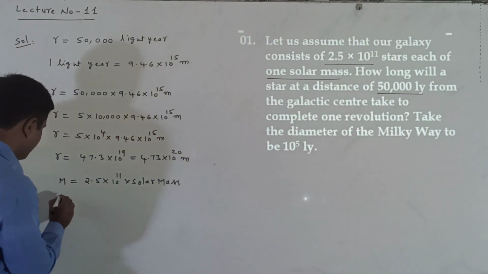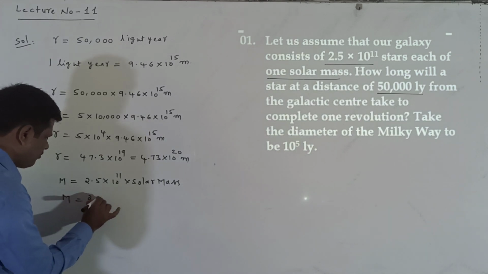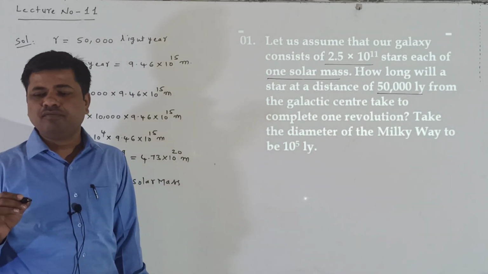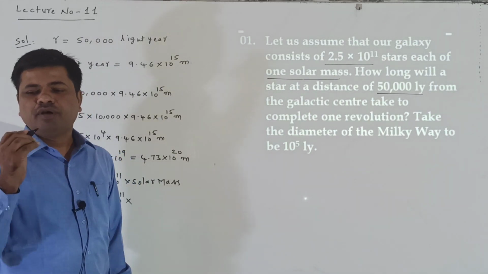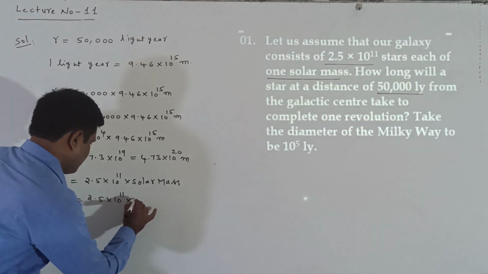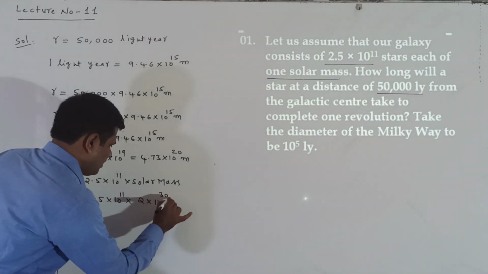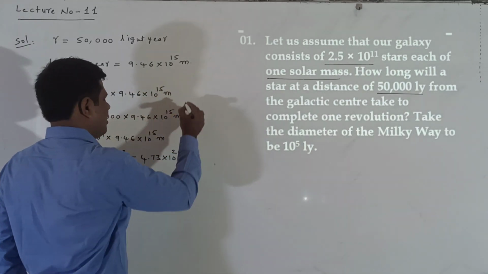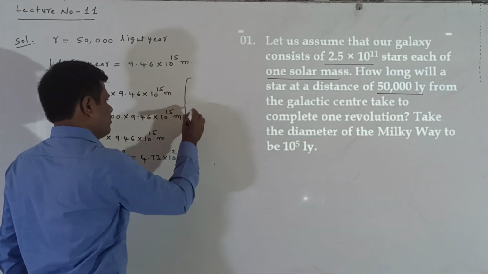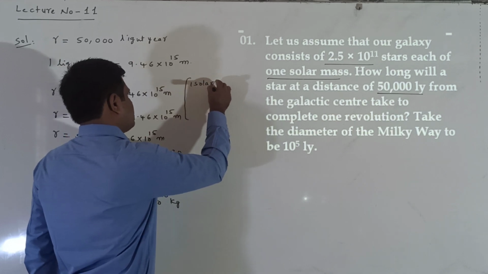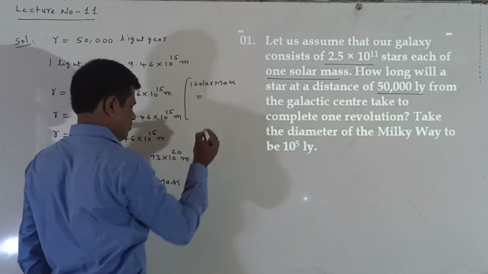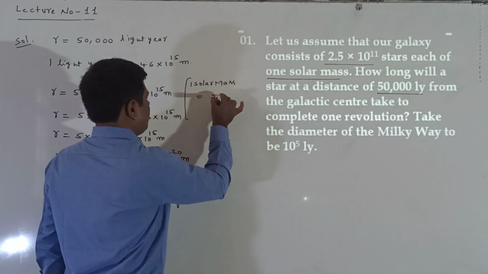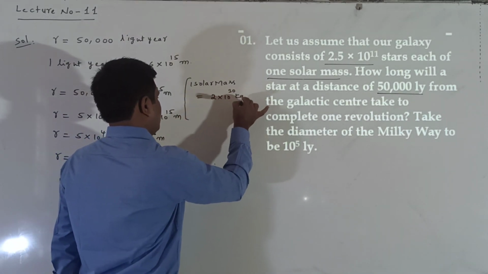So I am writing here, this is 2.5 into 10 power of 11 into 1 solar mass value, which is equal to 2 into 10 power of 30 kg, that is 1 solar mass. Here I am writing, 1 solar mass is equal to 2 into 10 power of 30 kg.